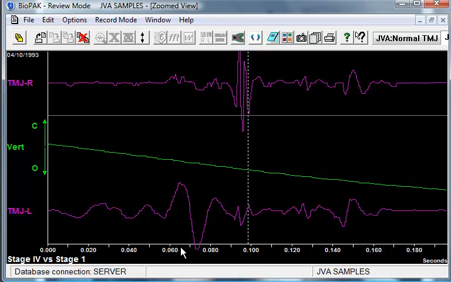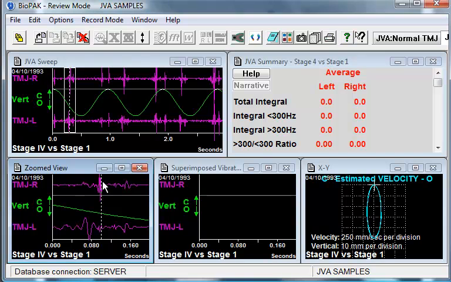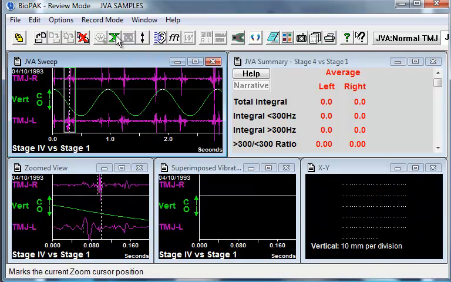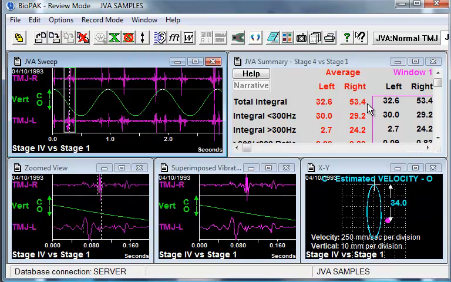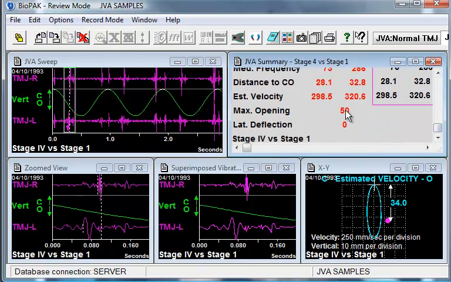Joint vibration analysis records the actual pressure wave as it travels through the tissue. So we can get an idea of frequency and amplitude just by looking here. But what's really helpful is if we mark it, then we get the numeric measurement of the vibration. Again, total integral, energy below 300 hertz, energy above 300 hertz, and then down here at the bottom, the patient's maximum opening of 50 millimeters.